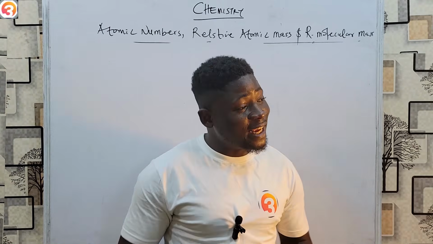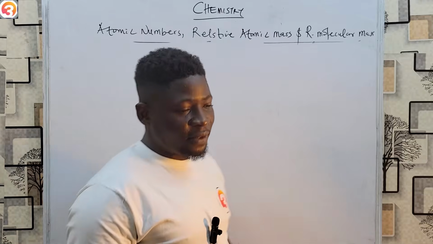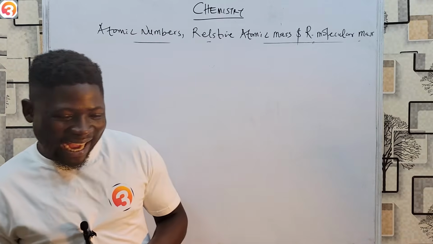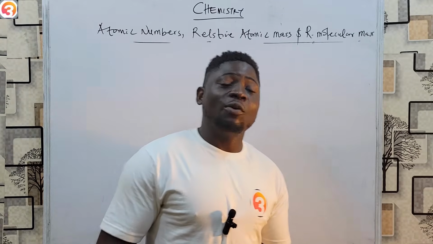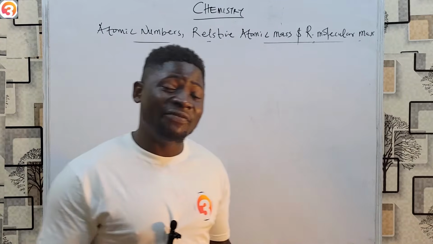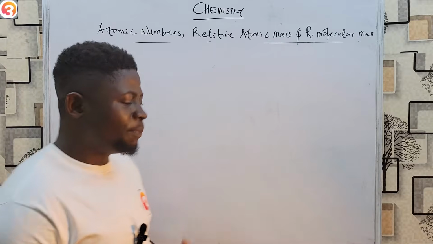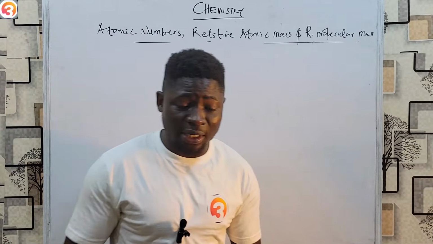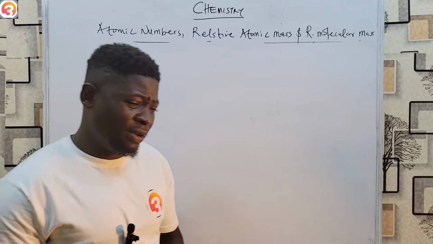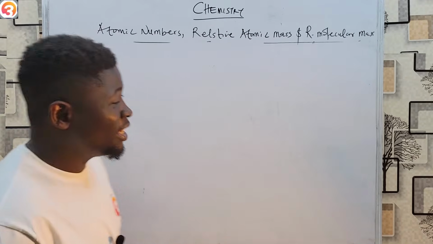And of course, in this class, we are going to be looking at atomic numbers, relative atomic masses, and relative molecular masses. We are going to be looking at what they are and of course, how we can easily find them. So in the previous class, we looked at ions, atoms, and molecules, and then we gave a very wonderful introduction to the particulate nature of matter.